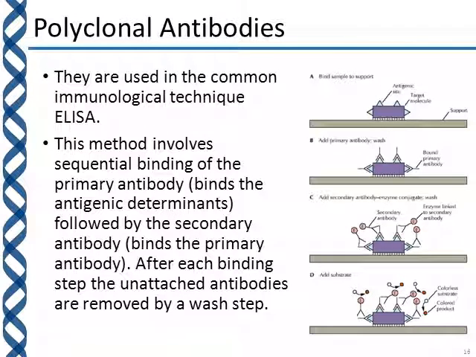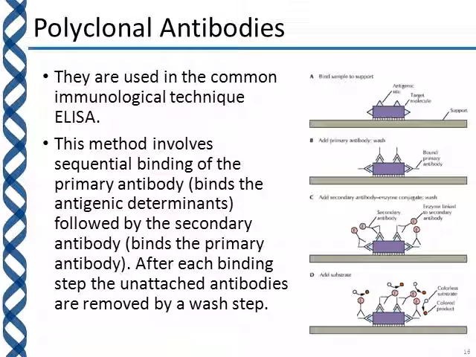First, you bind your antigen to the support. It can be a solid, say, a polystyrene microtiter well. So your antigenic target binds to the support with the antigenic sites or epitopes exposed. You add your primary solution of polyclonal antibodies. These bind to the antigenic sites on the target molecule. Whatever antibodies don't bind are removed by washing.